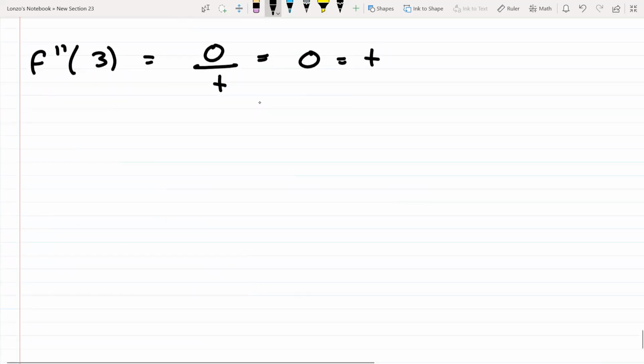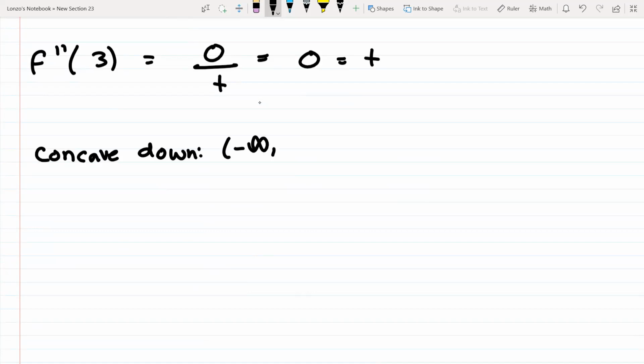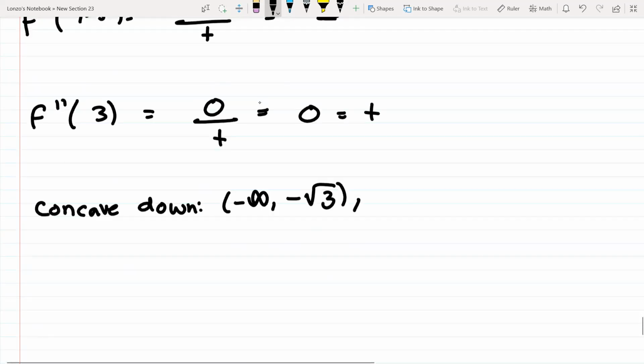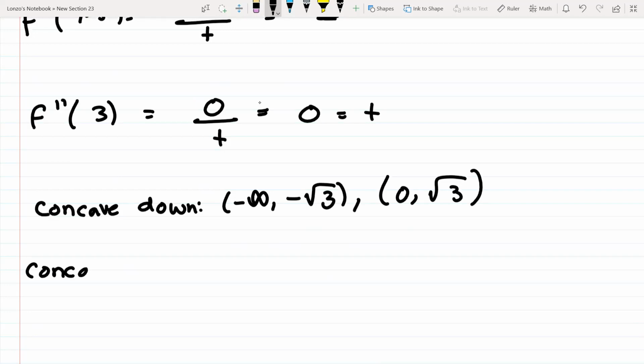So we said that it is concave down from negative infinity to negative radical 3, because it's a negative sign. And the other one, put a comma, and I'll use 0 to radical 3. And then it's also concave up from negative radical 3 to 0, and from radical 3 to infinity.